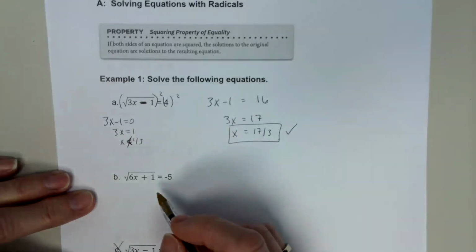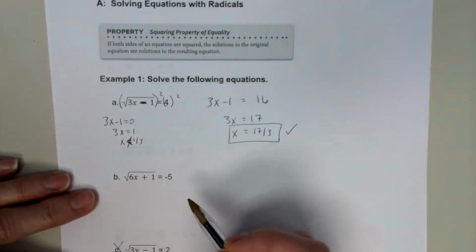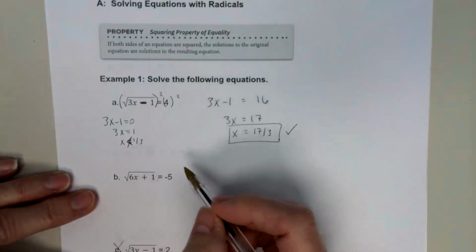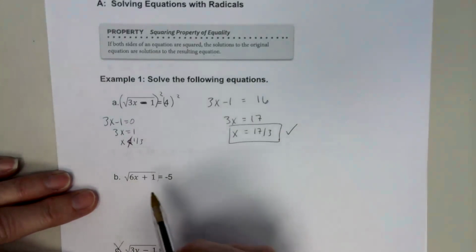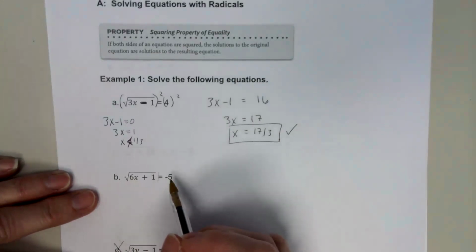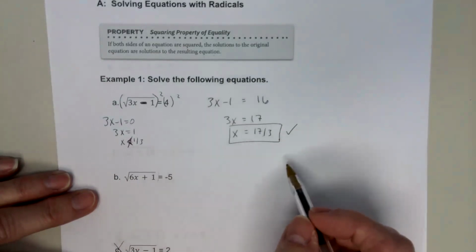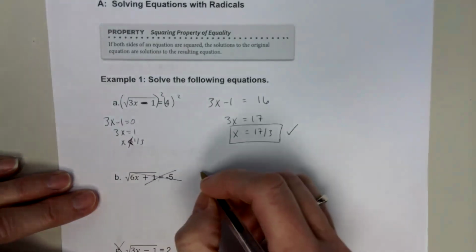So let's look at the next one. It says the square root of 6x plus 1 equals negative 5. So I could just follow my properties of squaring both sides, but I have to remember that I cannot get a square root in an equation to come out to be a negative 5. Remember, square root equations can only have positive results. So this one cannot be done.